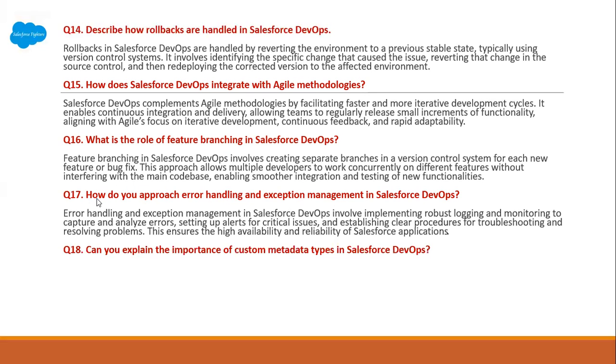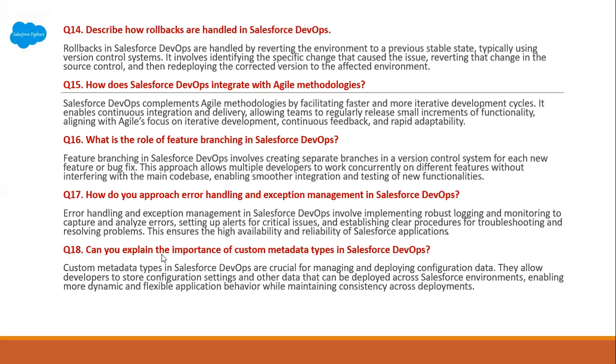Next question. How do you approach error handling and exception management in Salesforce DevOps? Error handling and exception management in Salesforce DevOps involve implementing robust logging and monitoring to capture and analyze errors, setting up alerts for critical issues, and establishing clear processes for troubleshooting and resolving problems. This ensures high availability and reliability of Salesforce applications.